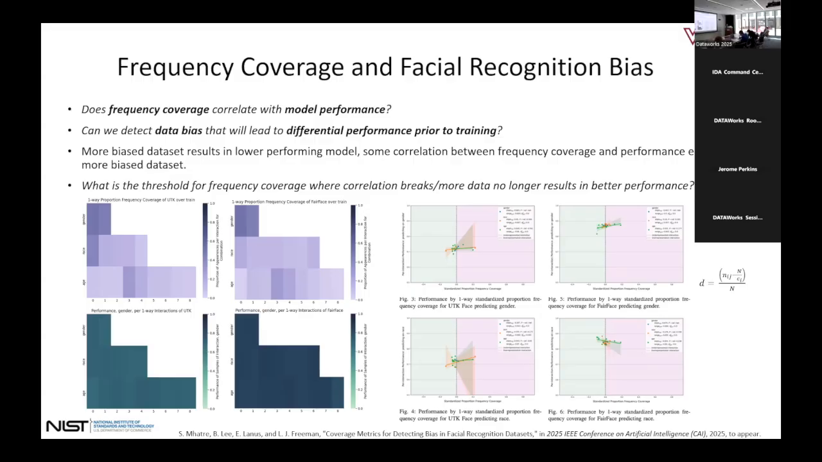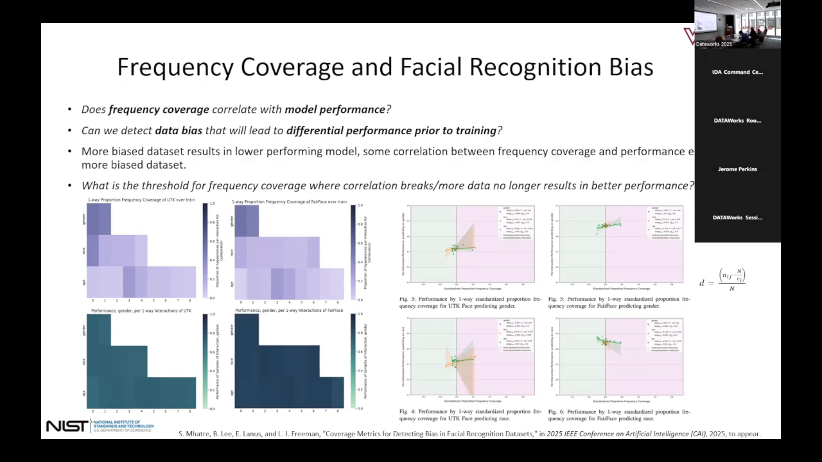And also, can we detect data bias that might lead to differential performance prior to training? In this work, we did not manipulate the frequency of the data. We just had two different data sets, one that was balanced and one that was biased. Everything appeared more or less the same number of times in the balanced one, and then something that was heavily biased. And what we found was that the more biased data set resulted in a lower performing model overall.